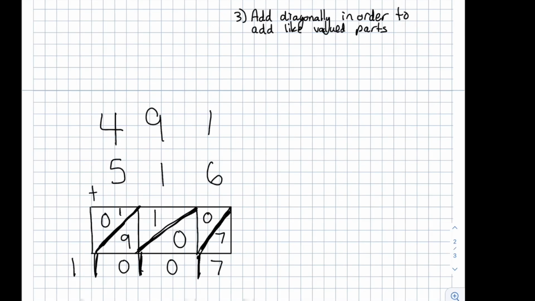One reason to teach the lattice algorithm is because many students like the multiplication version of the lattice algorithm, and this gets them used to adding diagonally, which is needed in the multiplication algorithm.